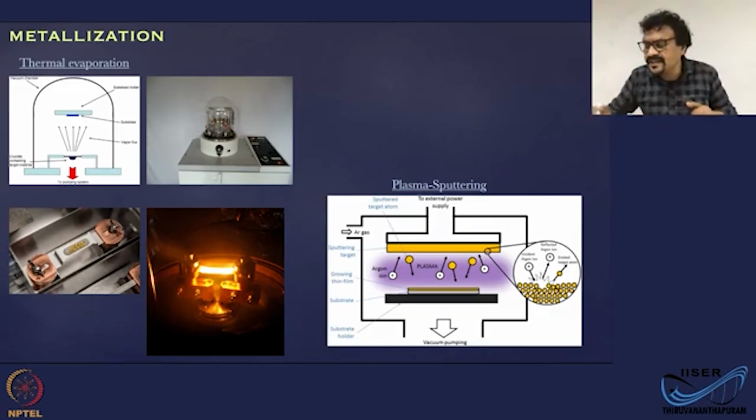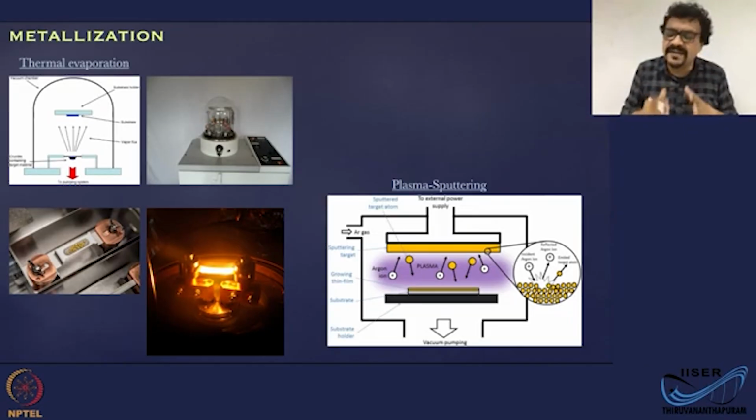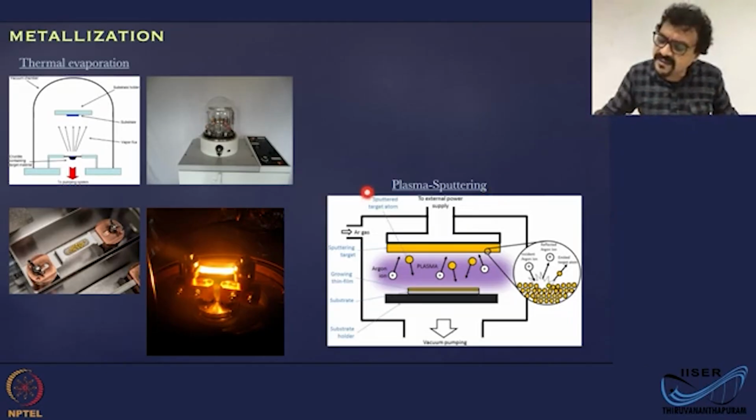And another technique which is generally used for metallization is sputtering. There are various different versions of this sputtering. It's called plasma sputtering, where you have a glow discharge plasma inside, and you have a material which you want to coat, and the substrate where you want to coat it. So this plasma is biased so that the metal, once it's sputtered out, will eventually get deposited on the substrate.